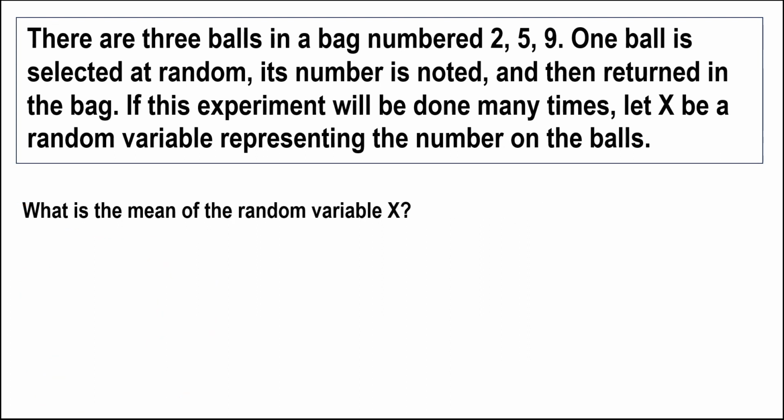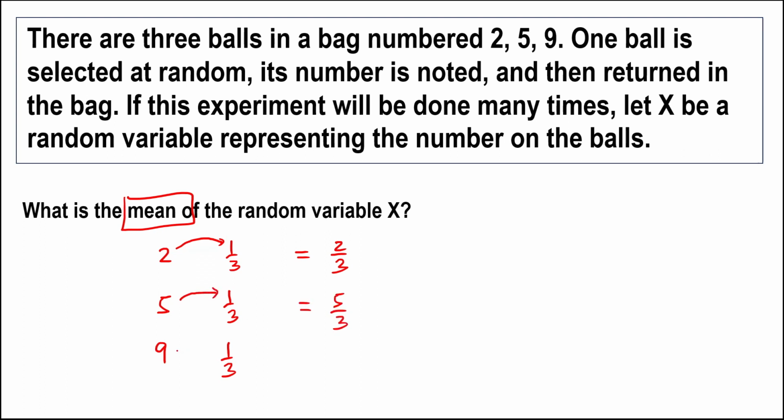Then to find the mean of the random variable x, we have 2, 5, and 9. Then the probabilities are 1 over 3, 1 over 3, and 1 over 3. To find the mean, you multiply 2 times 1/3. This is equal to 2 over 3. 5 times 1/3 is equal to 5 over 3. And 9 times 1/3 is equal to 9 over 3.